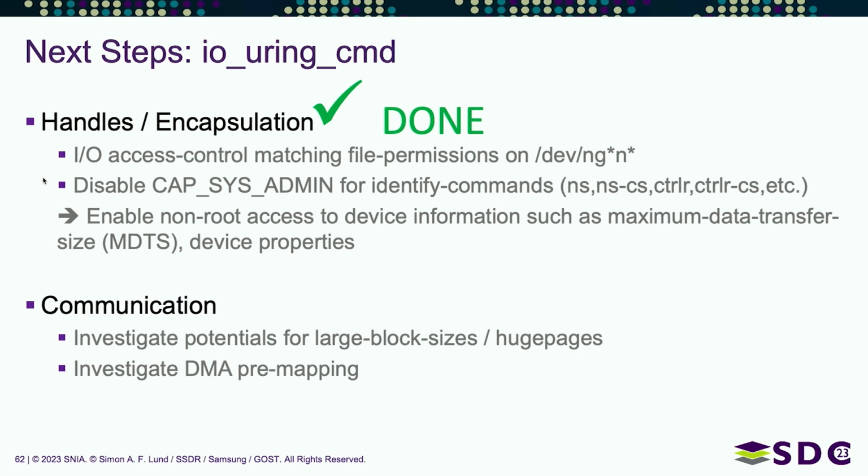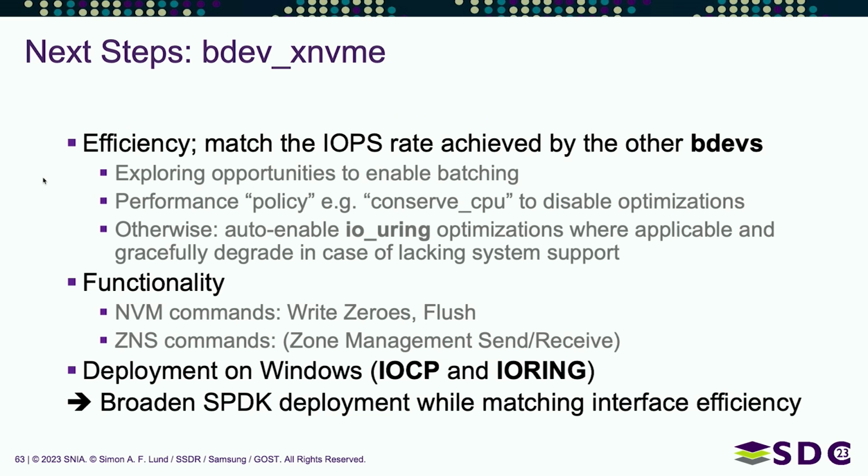Yeah, and then what needs to be done more is investigate the further potentials for larger block sizes and see if we can do some optimizations on the Linux kernel's DMA infrastructure. And for BDEV xNVMe, we really wanted to look at efficiency such that BDEV xNVMe could match what was there in SPDK for BDEV IO, AIO, and Uring. But that stuff has actually also been fixed now.